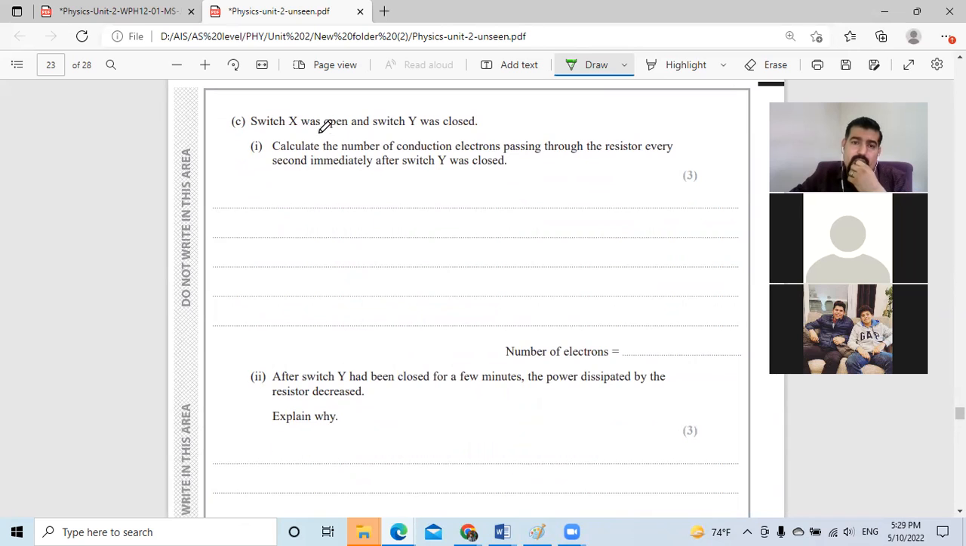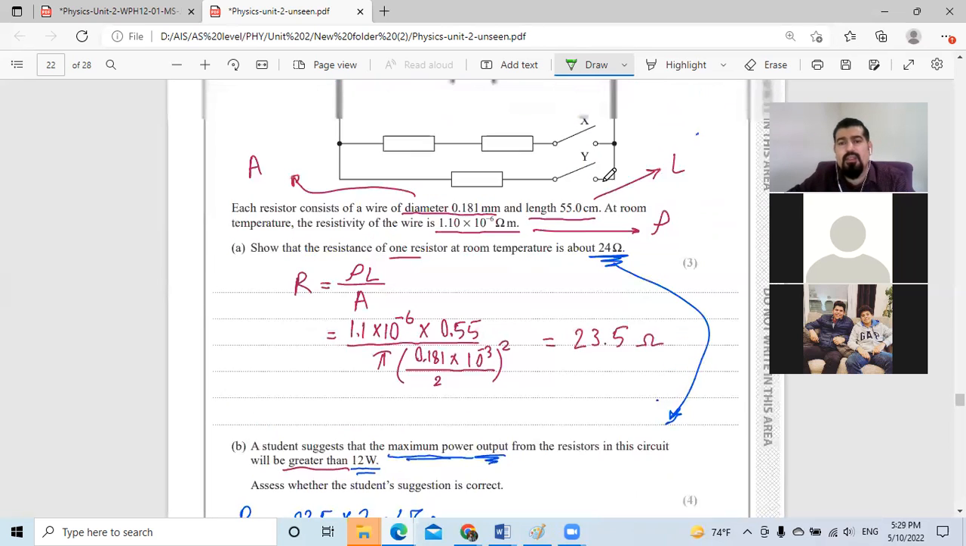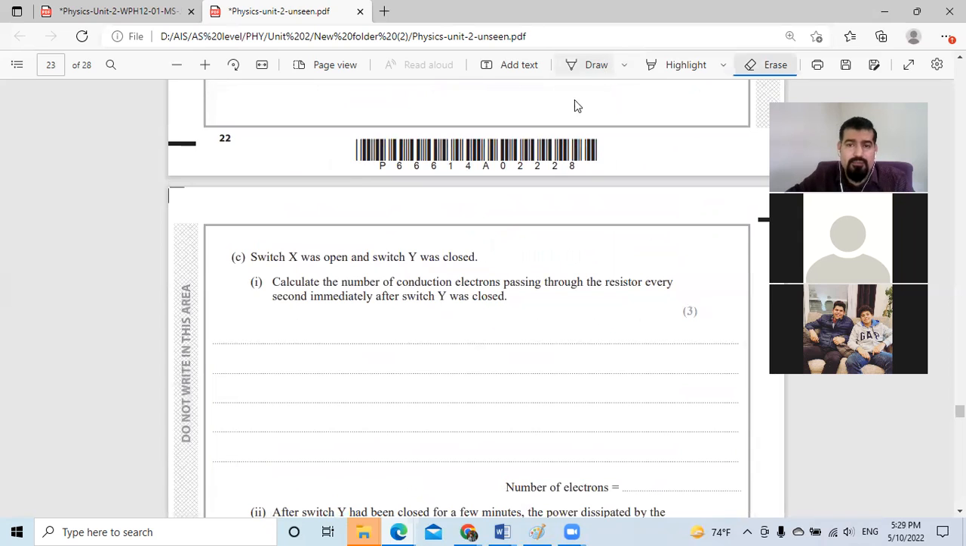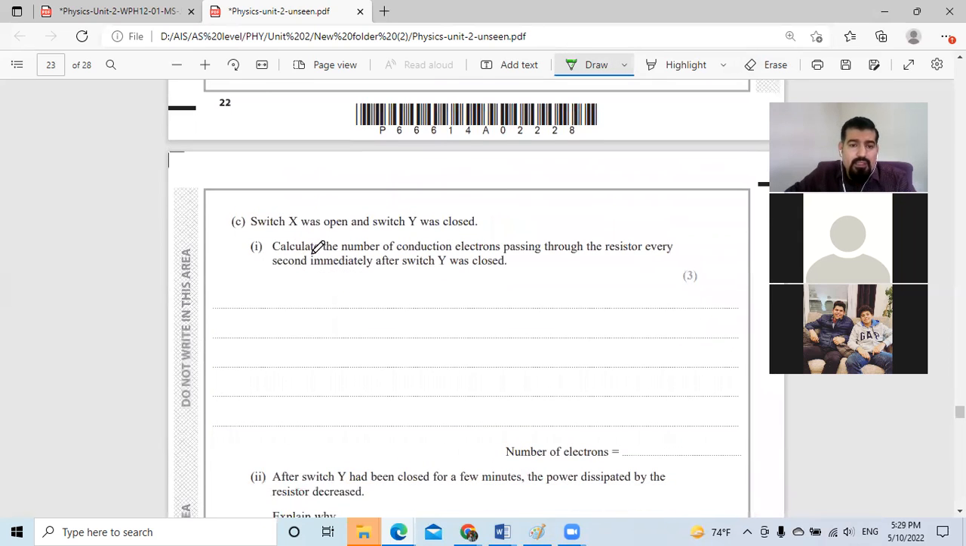Switch X was open and switch Y was closed. So I have only one resistor connected now. So what do they ask here? Calculate the number of conducting electrons passing through the resistor over a second immediately after the switch. Now they ask about the number of electrons.